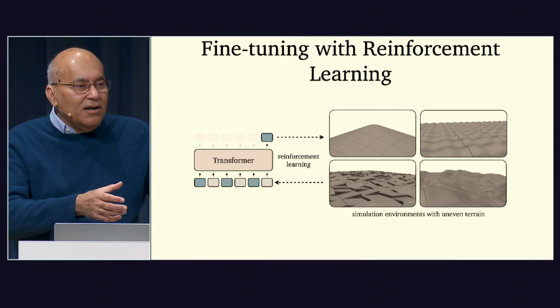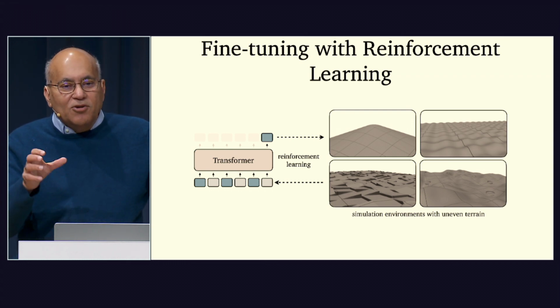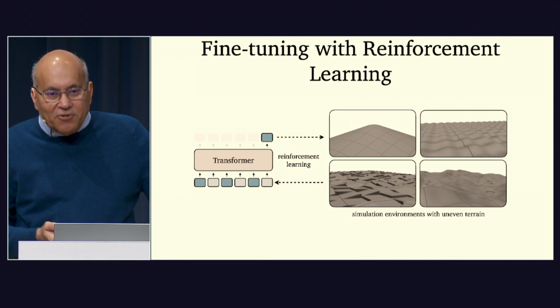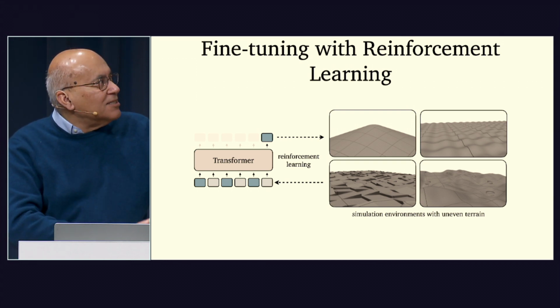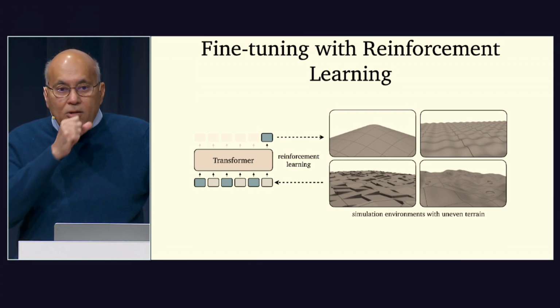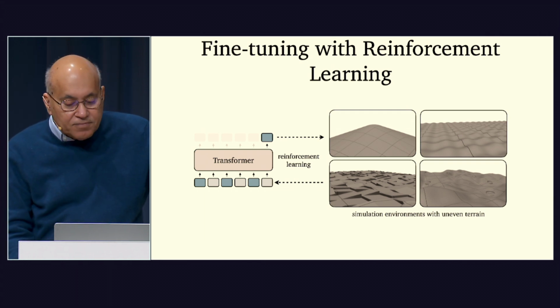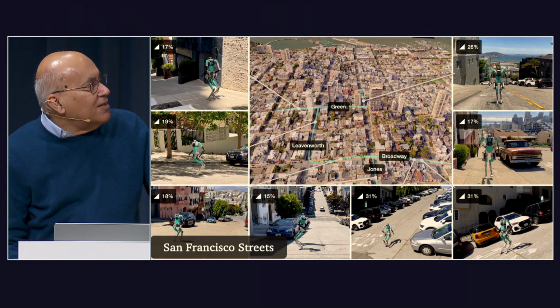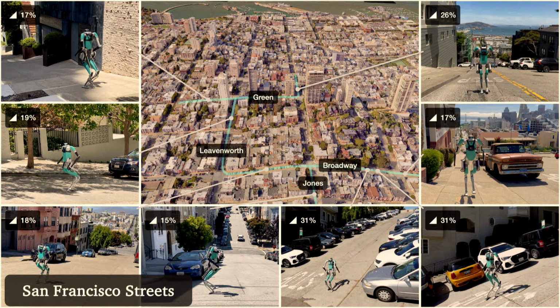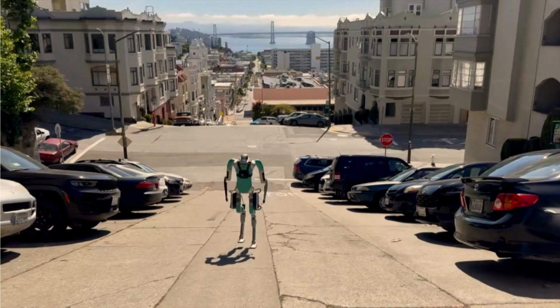You build a model first with tons of data, and then you fine-tune it, like RLHF or whatever. So here the fine-tuning is done in a simulator, making it walk on various kinds of slopes. And then, of course, I live near San Francisco, which is the city with many, many hills. So here are demos which are walking on, what you see in each of those panels are the slopes of the streets.